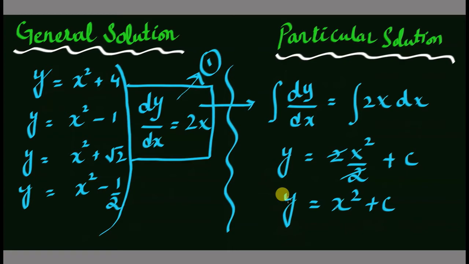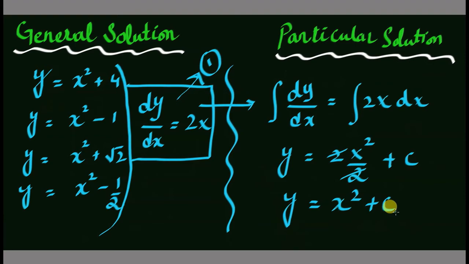Why is this called a general solution? Because it contains an arbitrary parameter. And according to the definition of a general solution, the solution contains arbitrary parameters equal to the order of the differential equation. Since this differential equation has order 1, after solving it we have a solution. In this solution you can see there is one arbitrary parameter, that is c.